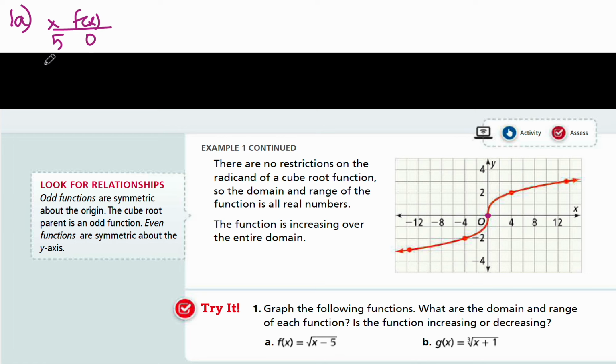So you're not going to have anything that's less than 5, right? 4 minus 5 is -1. So nothing less than 5. And then you're going to plug in other numbers like 6. 6 minus 5 is 1.